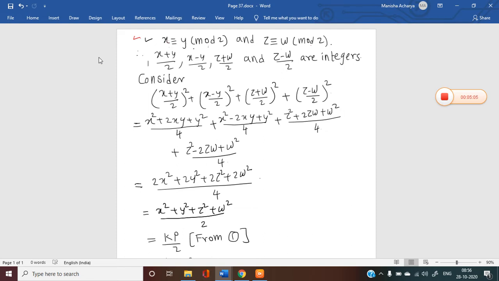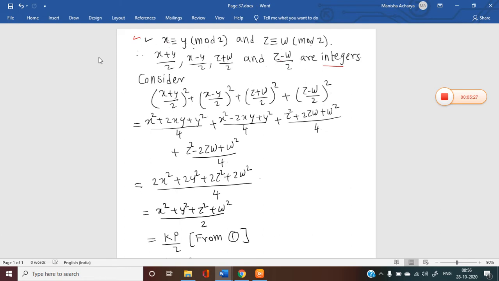So in either of the cases, what we are going to get is that x plus y, x minus y, z plus w, and z minus w are all even numbers, and therefore (x plus y) upon 2 and so on are all integers, because since all are even, they are divisible by 2. Okay, so they are now all integers.